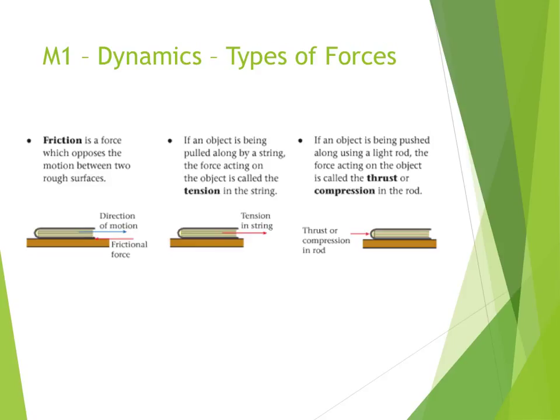The next three forces to look at are friction, tension, and thrust or compression, depending on which name or textbook you might be using. So friction is the force which opposes motion, so that's, for example, a car travelling along a road, there'll be friction between the tyres and the road itself.